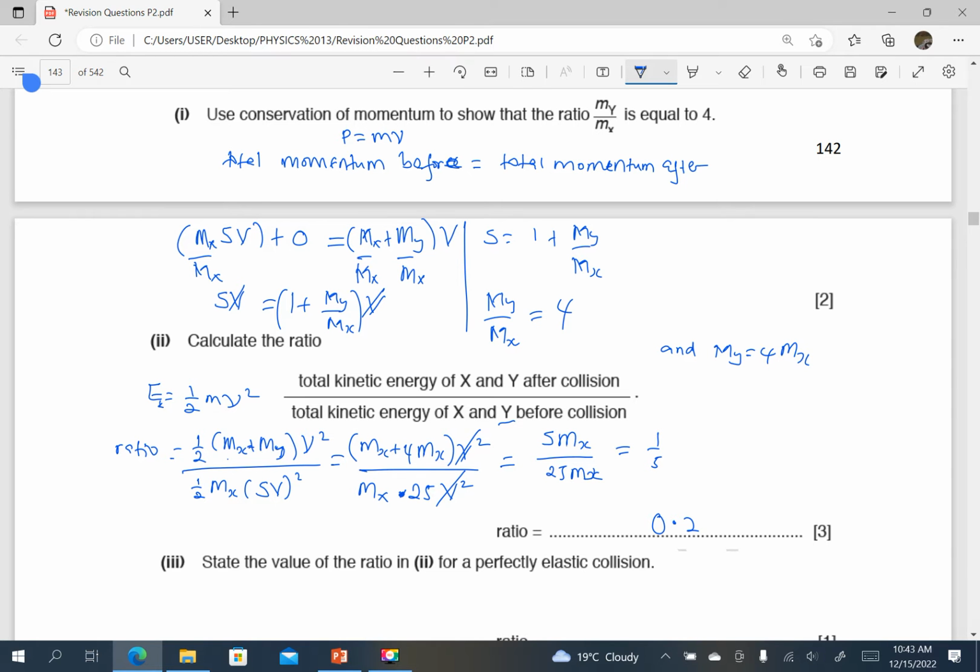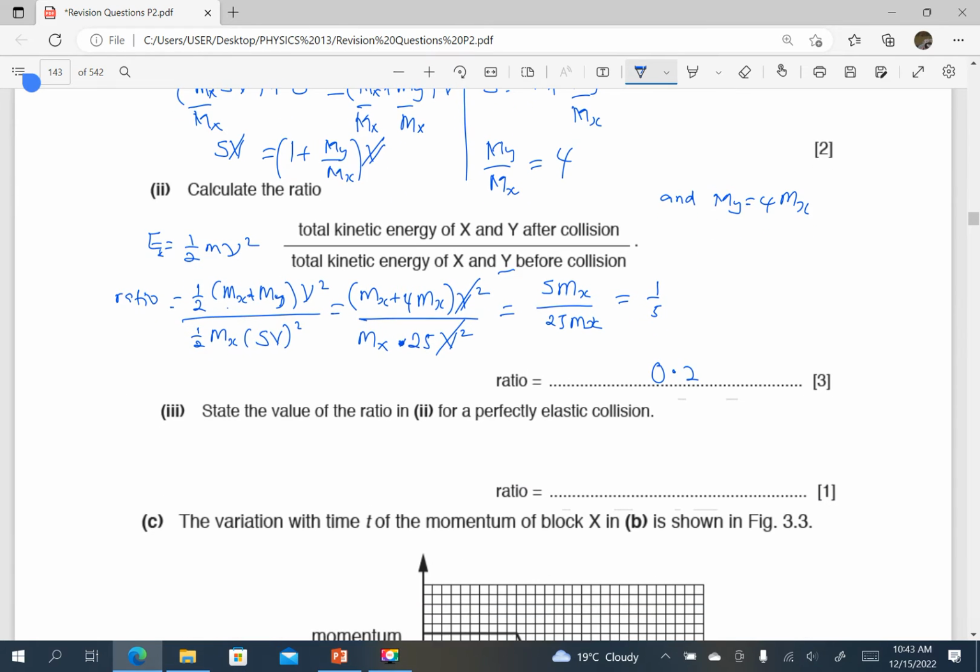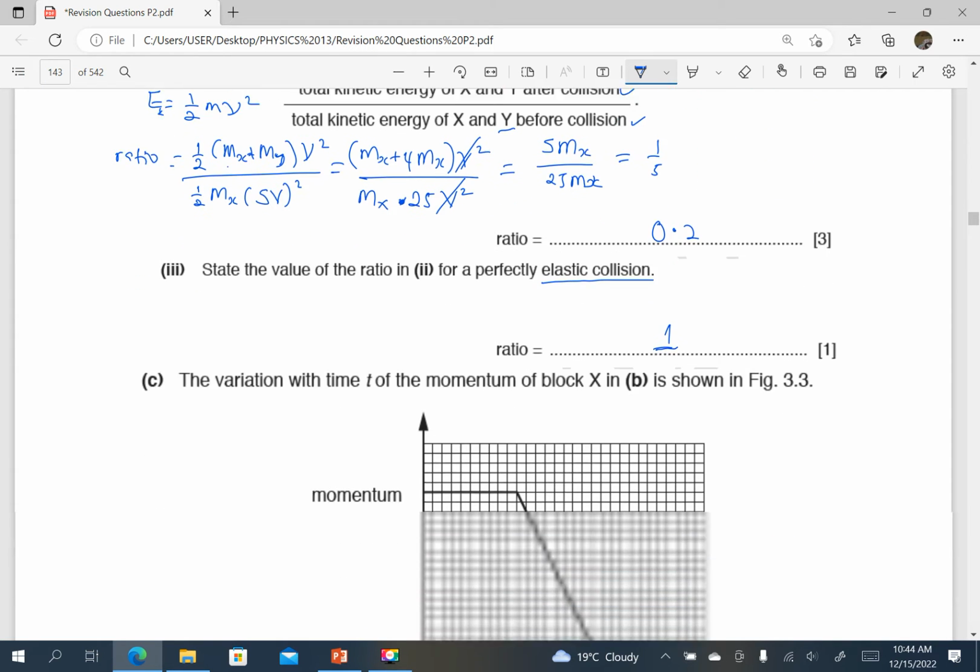So that is 0.2. State the value of the ratio in Roman 2 for a perfectly elastic collision. Note that if it is a perfectly elastic collision, total kinetic energy before collision should be the same as total kinetic energy after collision. Of course, if the two are equal, then the ratio is going to be 1. If the numerator and the denominator are the same, then the ratio will be 1. So that would give us a ratio of 1.